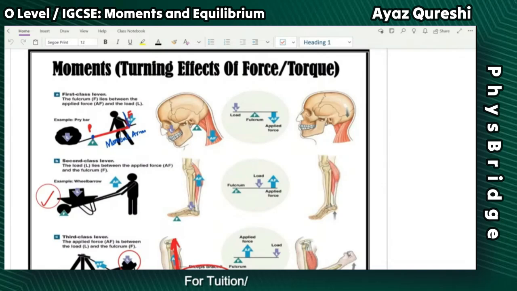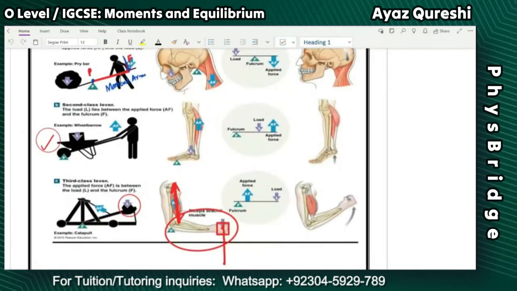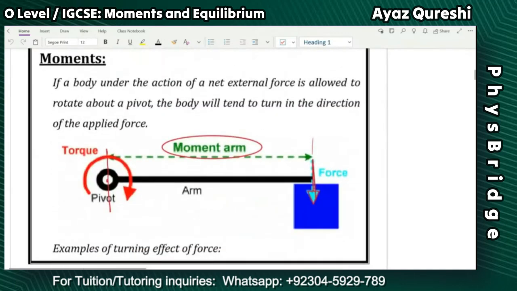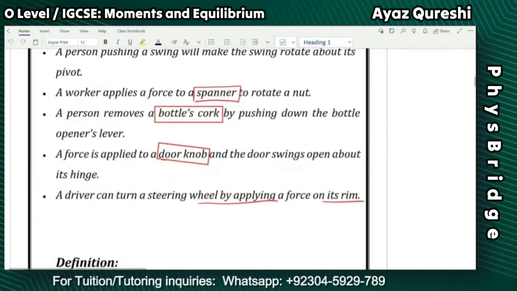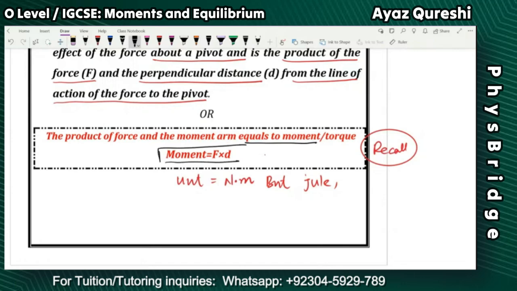Moments mean the turning effect of the force. When we talk about the turning effect, there are so many important points to be considered in that topic. First of all, you must know the definition of the moment, which is the product of force and moment arm. Mathematically, moment is equal to F times D, and its unit is Newton meter.